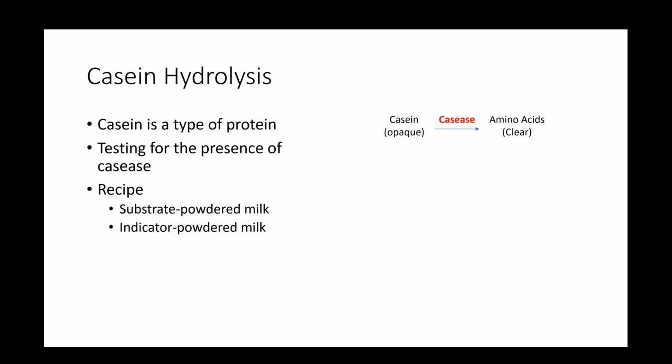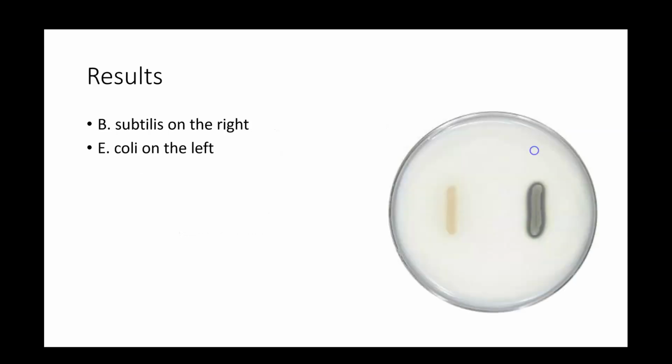So just like the lipase test, our substrate is also our indicator. The substrate is milk because milk contains casein, and our indicator is also milk because we're looking for the presence or absence of the casein. Here are some results. We can see a nice halo. Bacillus subtilis has lots of exoenzymes that it can secrete into the environment, so we see that halo where all the protein has been broken down around it, but E. coli lacks casease, and therefore we don't see that halo.